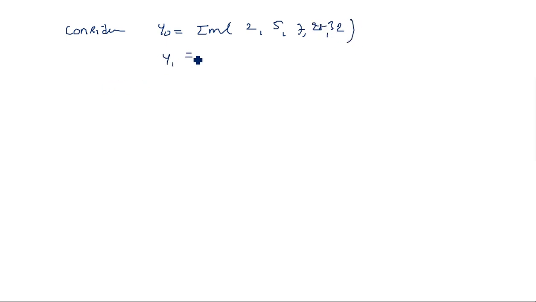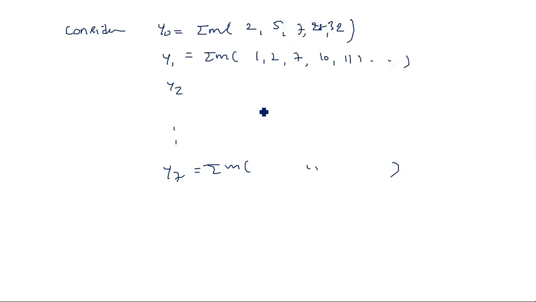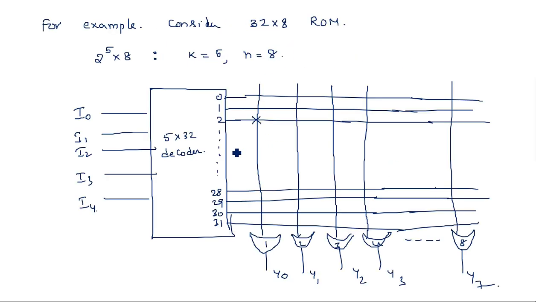Similarly y1 is a set of min terms of 1, 2, 7, 10, 11, like that we will be having. And similarly y2 and so on, up to y7, which is a summation of min terms of different values. The values that represent a particular y0 are taken as a group. Suppose we are having 2, 5, 7, then the 2nd line, the 5th line which is here, the 7th line which is here, and 28 which is here must be connected.